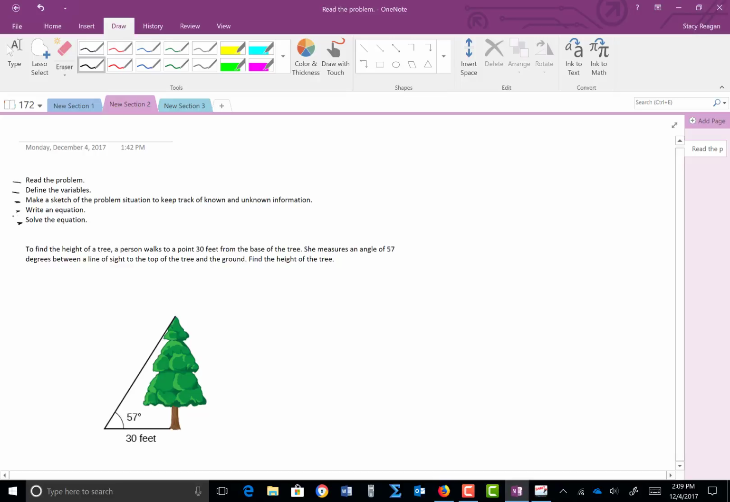Lots of times you'll have a picture already with the problem, but you want to practice making sketches without looking at the one that's provided, because you will probably have to do things in a career where you have to come up with the sketch yourself.